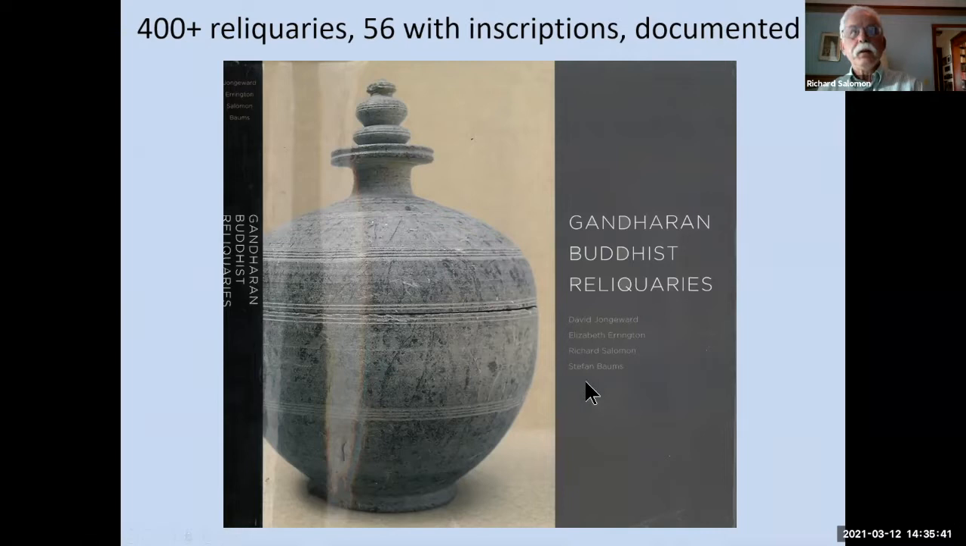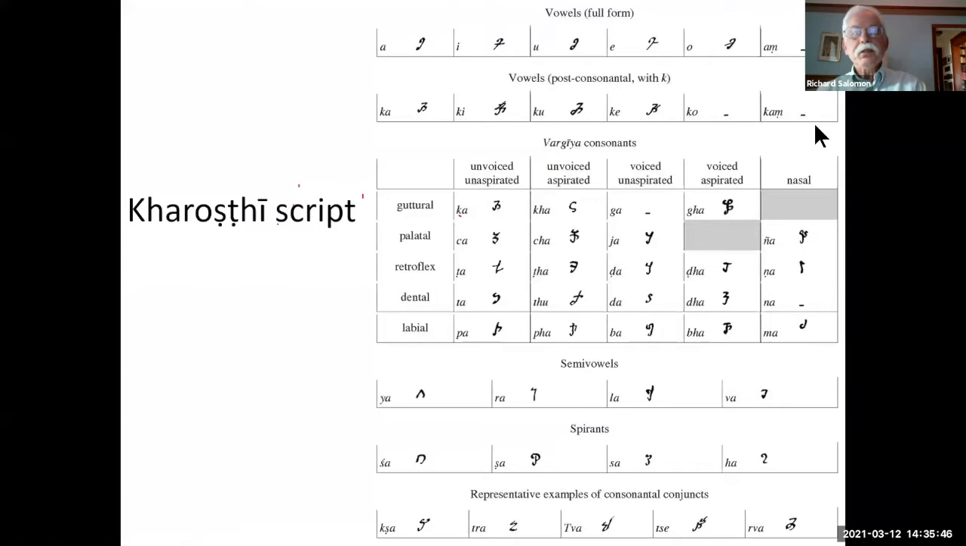They're all in Kharoshthi script, which looks like this, in case anybody is interested to have a general sense of it. I won't go into any of the details. The language of all of these inscriptions is Gandhari, which is, as you may know or not know, the local vernacular in ancient times of Gandhara, one member of the Prakrit, or more strictly speaking, the Middle Indo-Aryan language group.